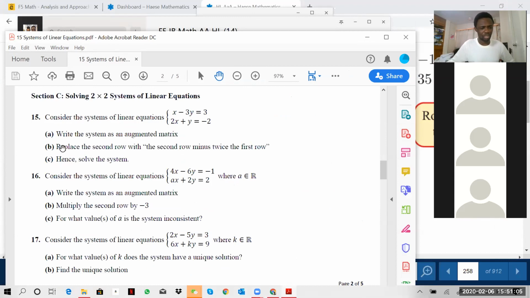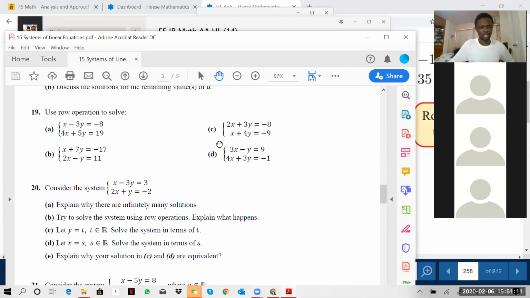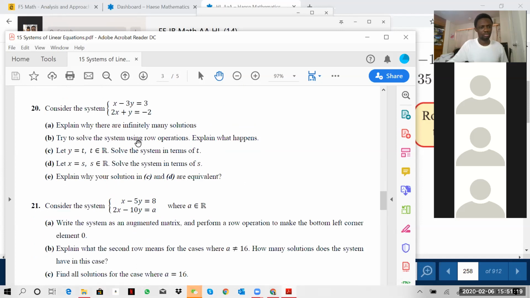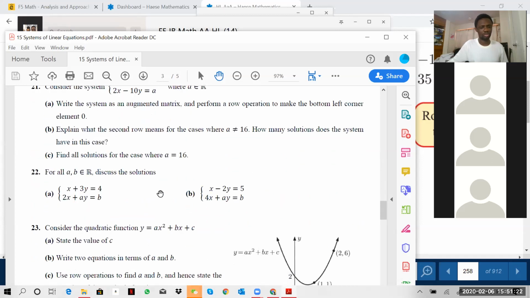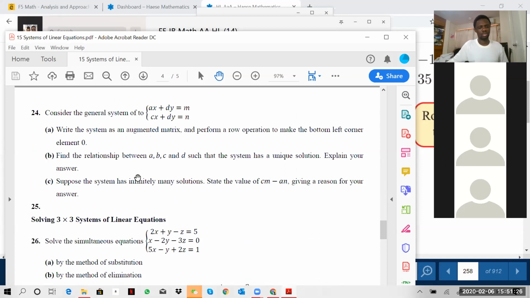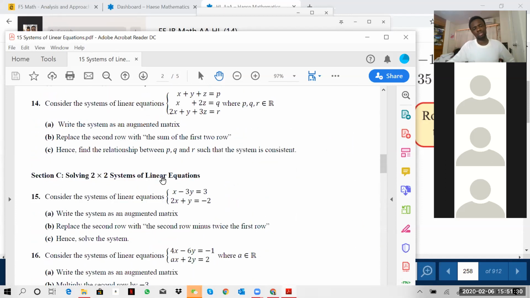These are guided parts because they told you already replace second row with blah, blah, blah. They are guided questions, but these are not guided questions. That's why I wanted you to try this especially. So also try this, explain why there are infinitely many solutions. I want you to make an attempt and try to solve, then also try something like this, just try it. And as many as you can under the 2 by 2 system of linear equations section.